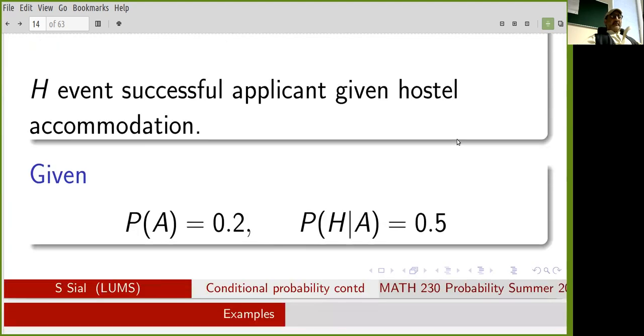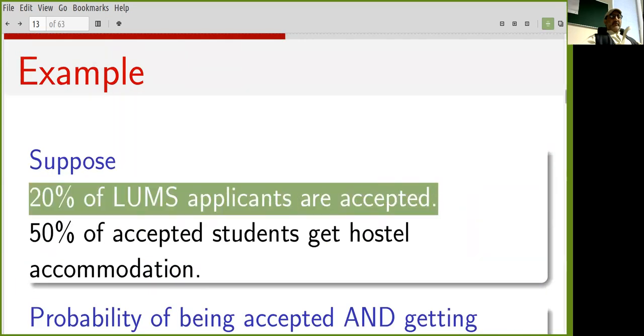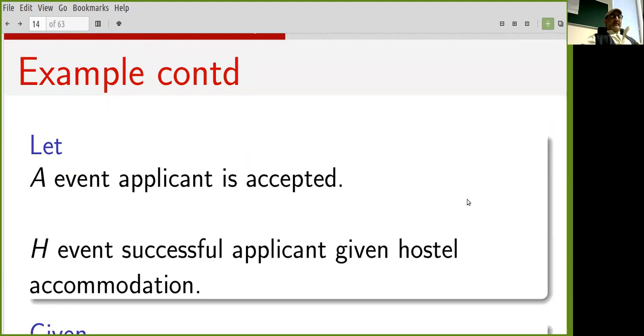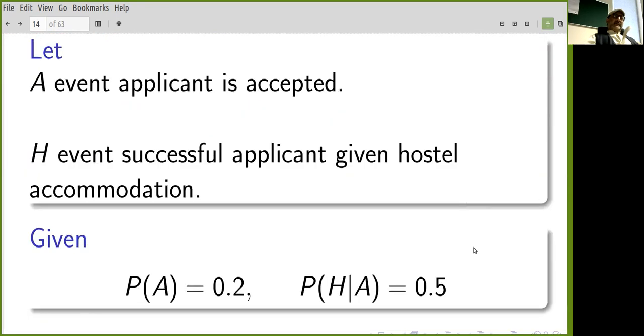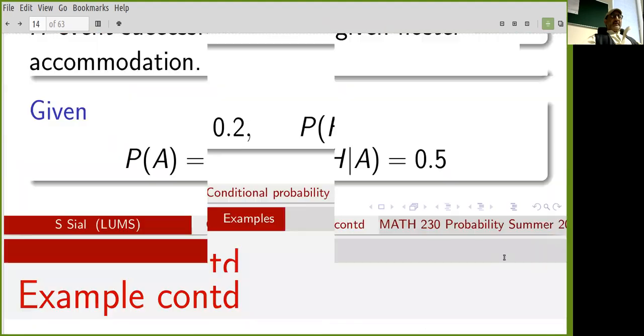Okay, so then we were given that 20% of LUMS applicants are accepted. So that's the probability of A is 20% or 0.2. 50% of accepted students get the hostile accommodation, right? So let's be a little bit careful with that. That's the probability that a person is given hostile accommodation given that they have been accepted. That's 0.5.